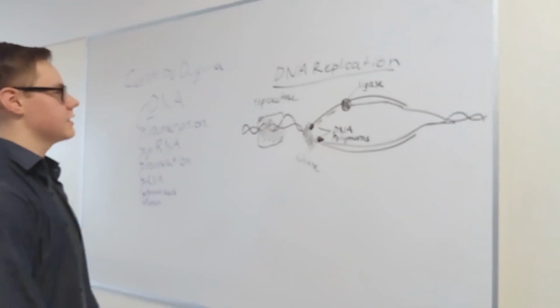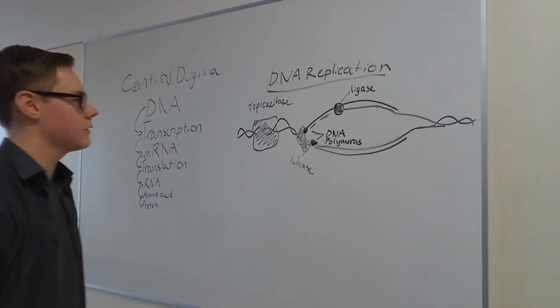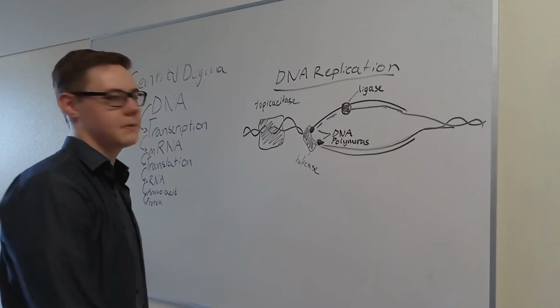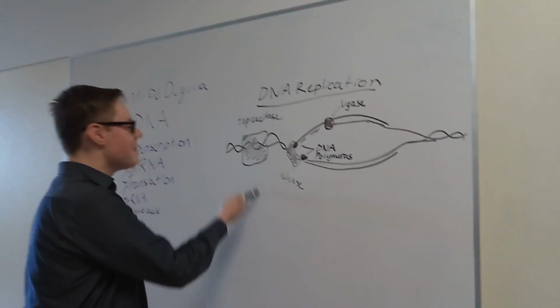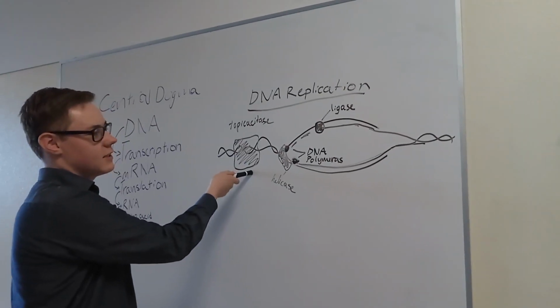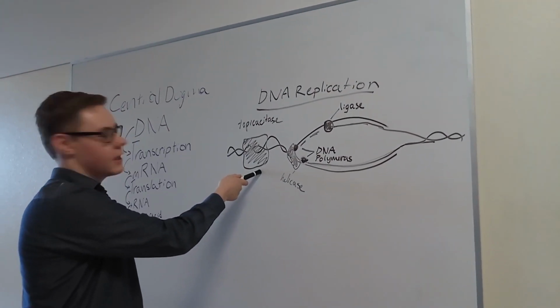Now the final part is DNA replication, by which the process of DNA is replicated to another DNA. So here we have topoisomerase, but it rotates the double helix to stop it from breaking.